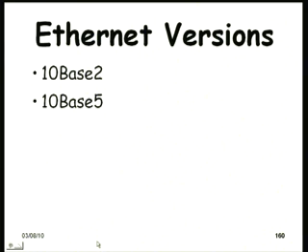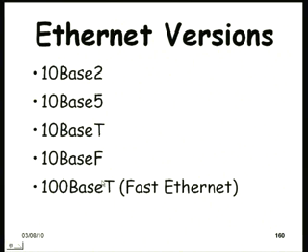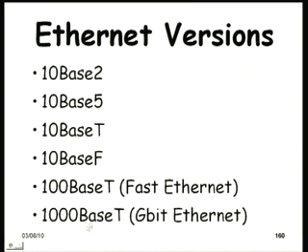If you see the last 20-25 years that the Ethernet has been in existence, several types of Ethernet have come in: 10 base 2, 10 base 5, 10 base T, 10 base F, 100 base T or the fast Ethernet, 1000 base T or the gigabit Ethernet, which we have in the lab now.